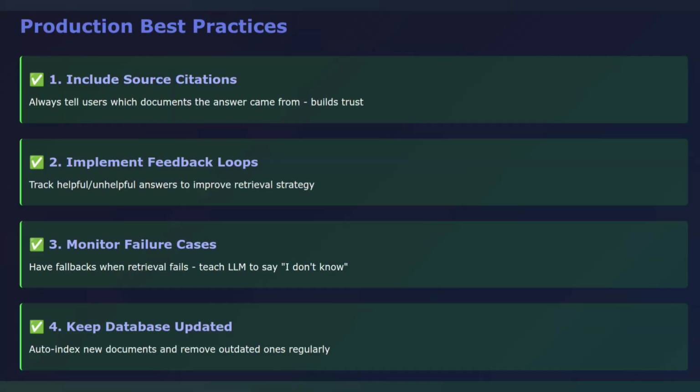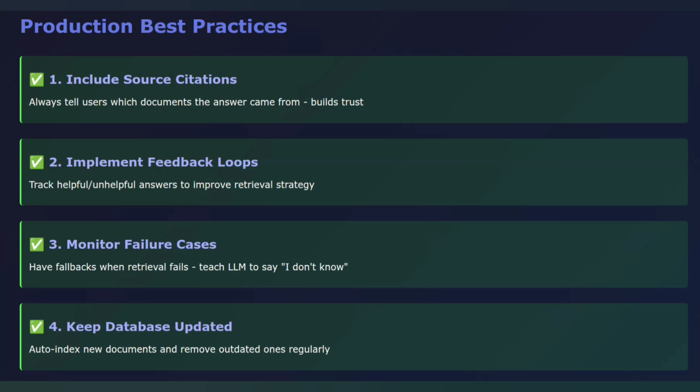Here are my top best practices from building production RAG systems. 1. Always include source citations. Tell users which documents the answer came from. This builds trust and allows verification. 2. Implement feedback loops. Track when users find answers helpful or not, and use this to improve your retrieval strategy.